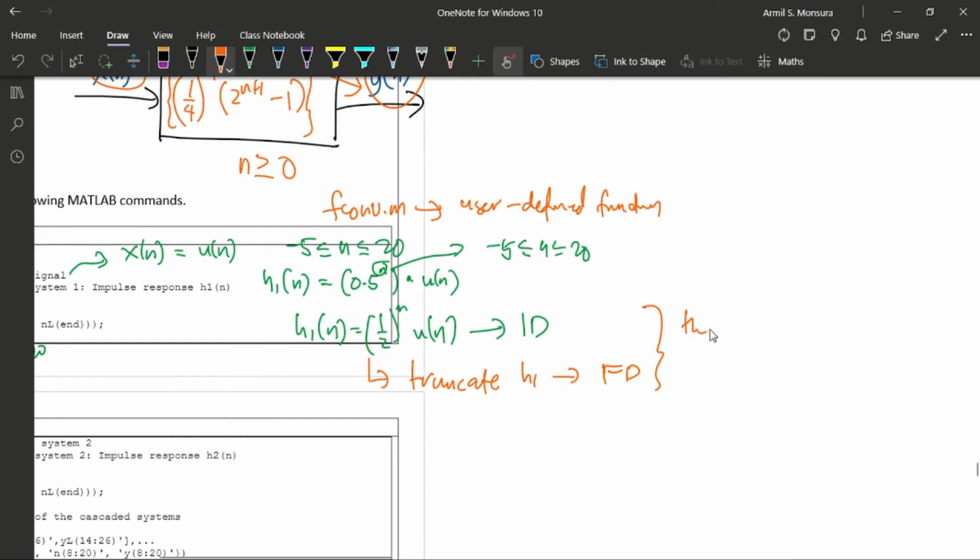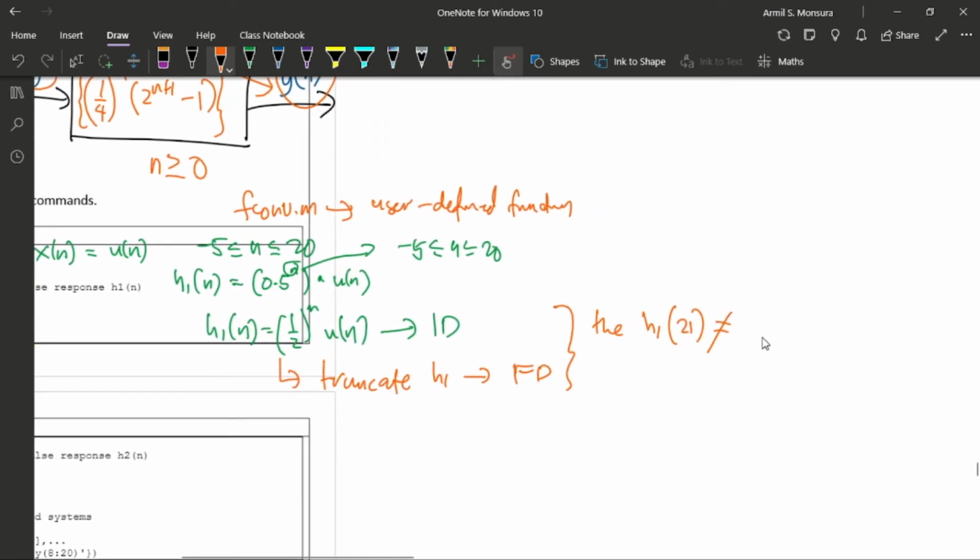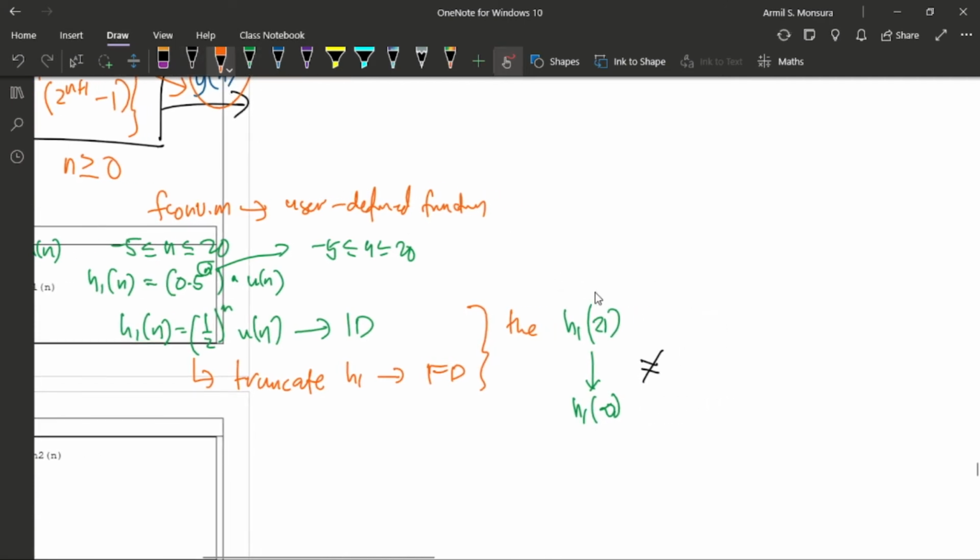The implication is that the sample value h1 at n equals 21 is not equal to... let's color this green, because green represents the original sequence. So the sample value of h1 at n equals 21 and beyond, up to infinity, will not now be equal to the values of the sequence of the truncated h1.